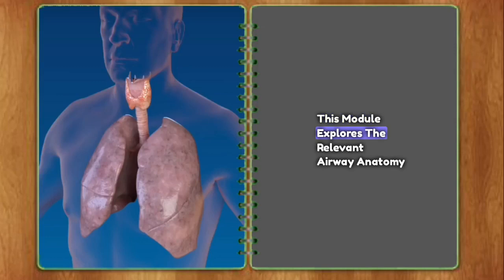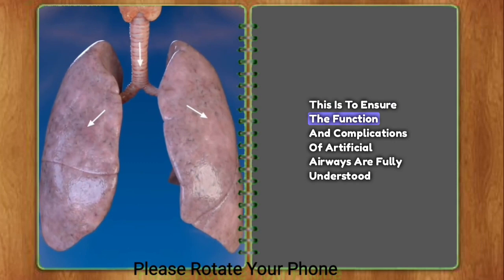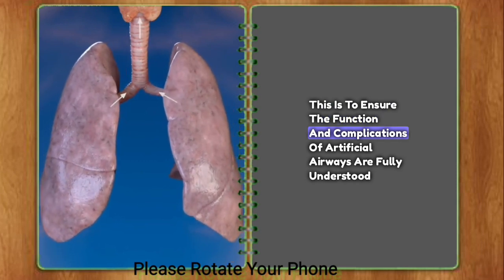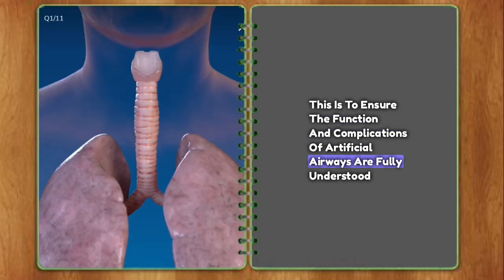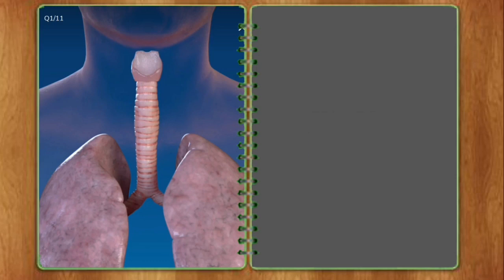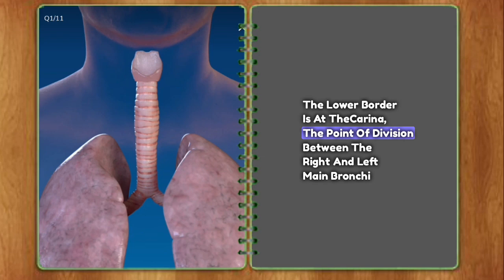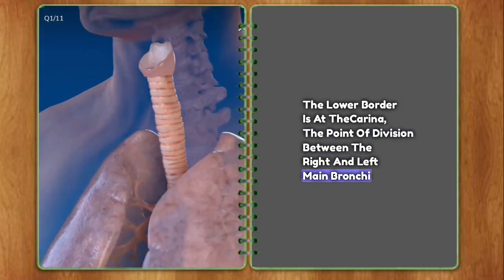This module explores the relevant airway anatomy. This is to ensure the function and complications of artificial airways are fully understood. The upper border of the trachea is the cricoid cartilage. It is the only complete ring of cartilage in the trachea. The lower border is at the carina, the point of division between the right and left main bronchi.